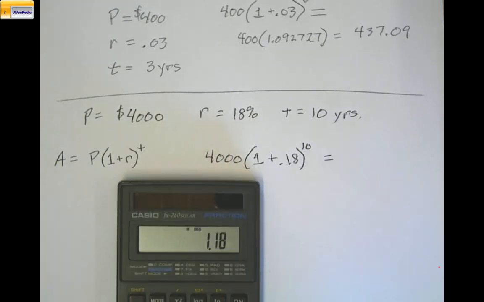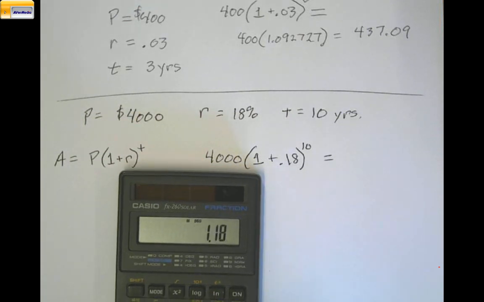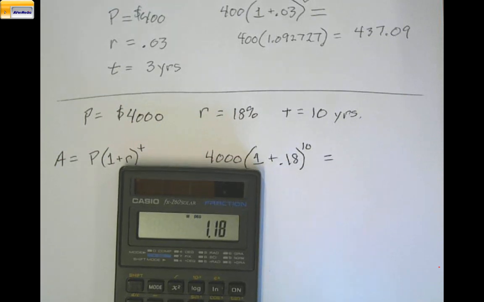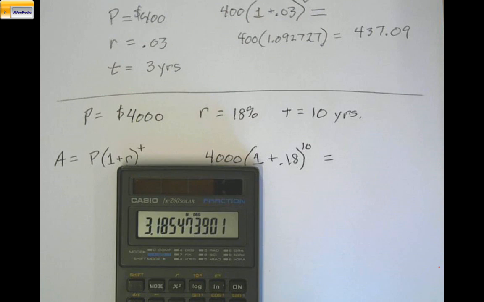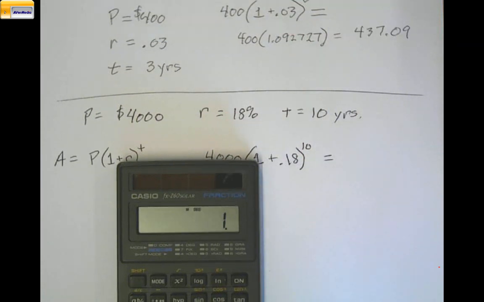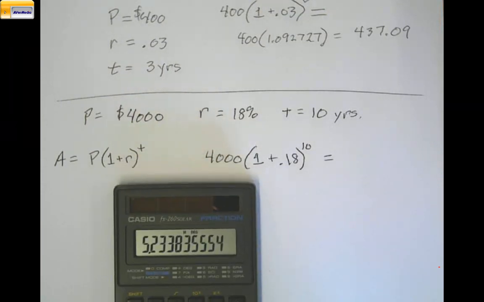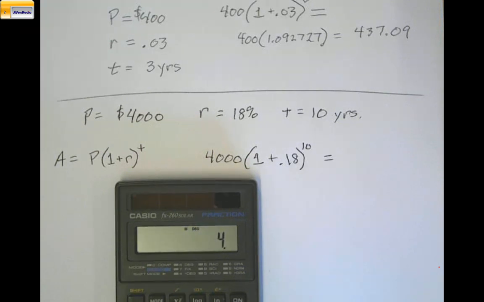1 time, 2 times, 3 times, 4 times, 5 times, 6 times, 7 times, 8 times, 9 times, 10 times. Okay, so that's what I get. And now I'm just going to multiply that by 4,000.